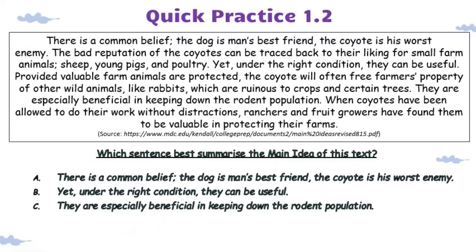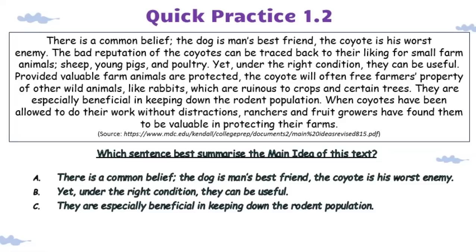Moving on to quick practice 1.2. Let's read this text together. There is a common belief. The dog is man's best friend. The coyote is his worst enemy. The bad reputation of the coyotes can be traced back to their liking for small farm animals, sheep, young pigs, and poultry. Yet, under the right conditions, they can be useful. Provided valuable farm animals are protected, the coyote will often free farmers' property of other wild animals like rabbits, which are ruinous to crops and certain trees.